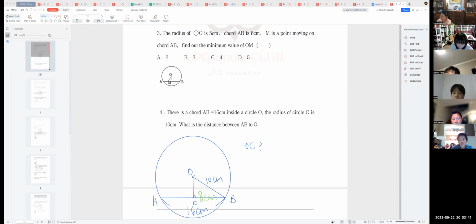Correct? So if you have this one is 10, this one's 8, obviously we're talking about this one. So it's 10 squared equals 8 squared plus whatever squared. So 100 equals 64 plus what squared? So it's 36 equals what squared? So what squared equals 36? Equals 6.